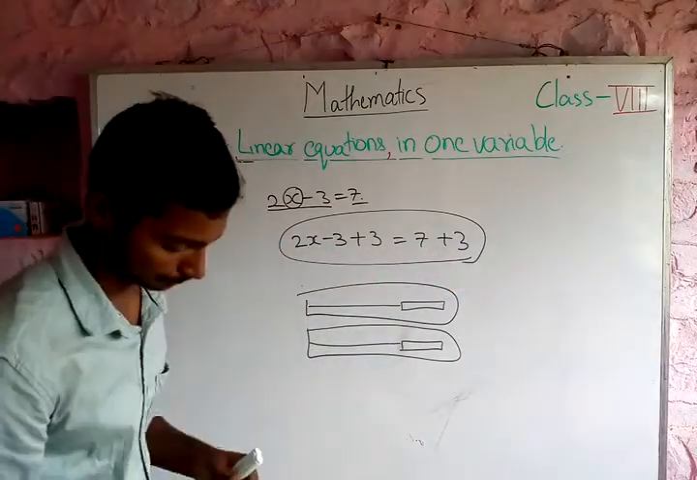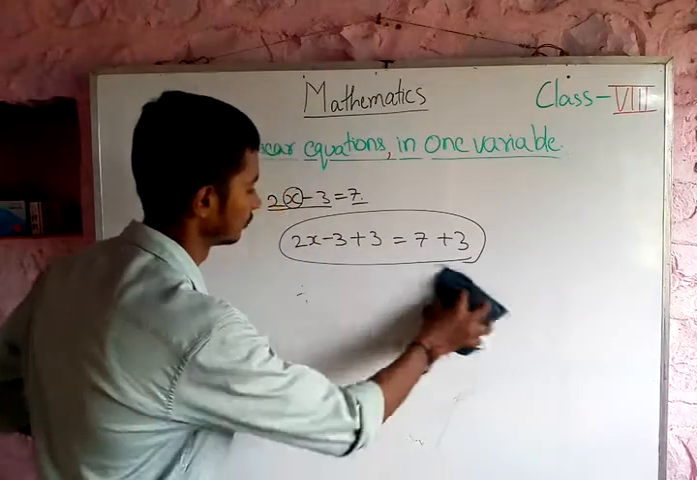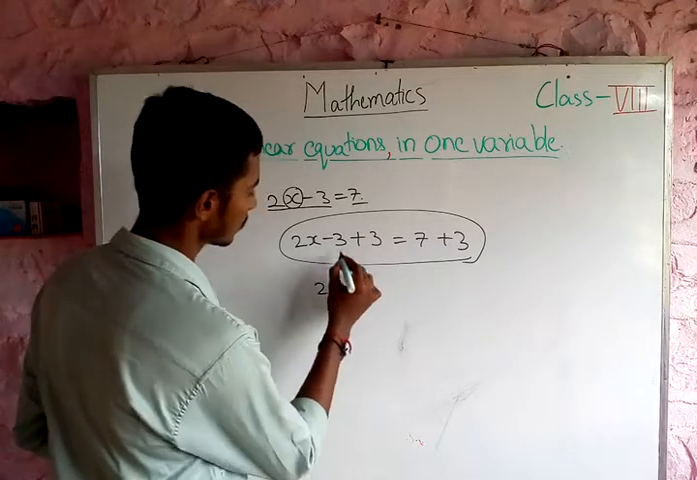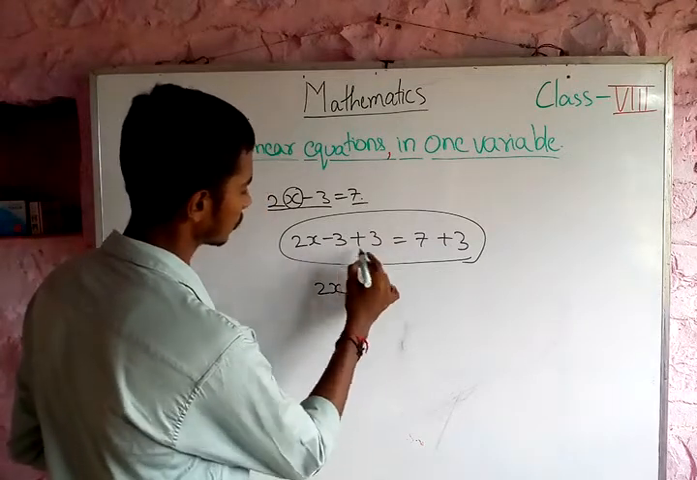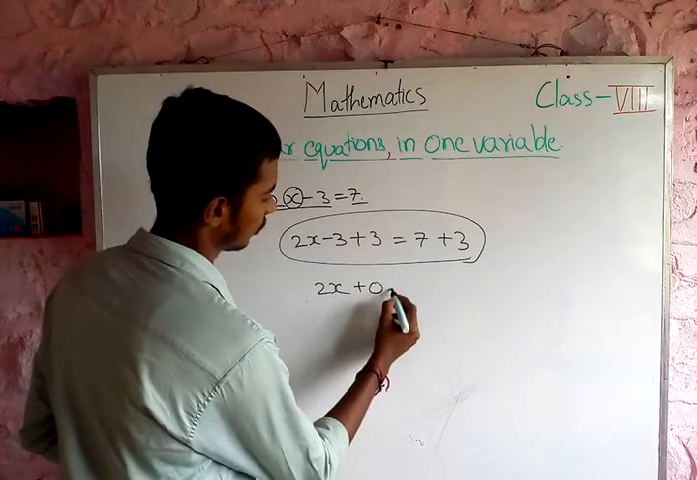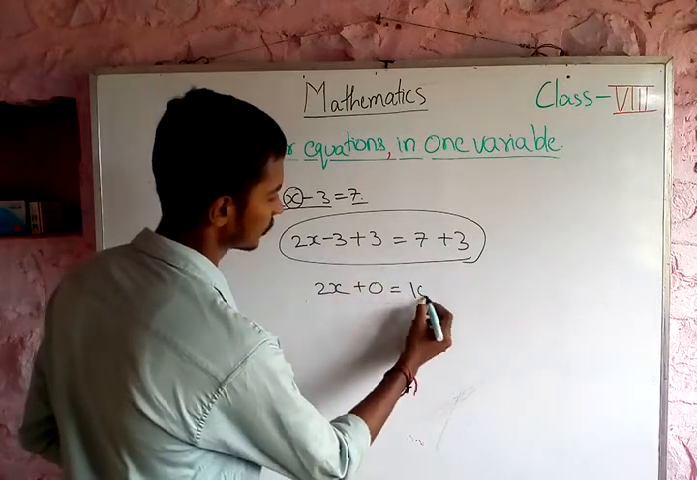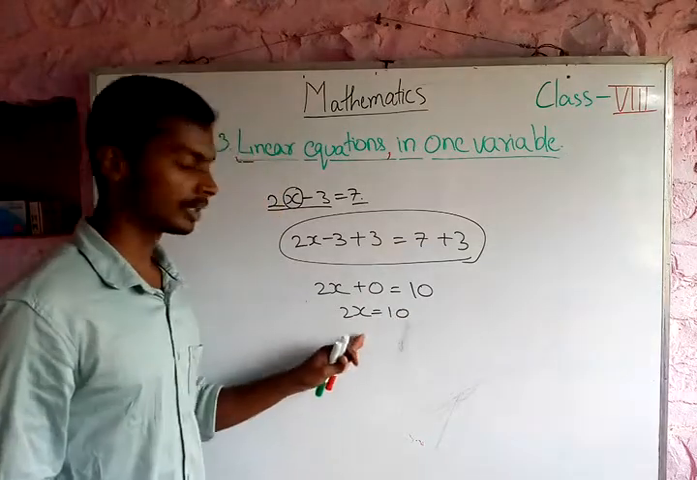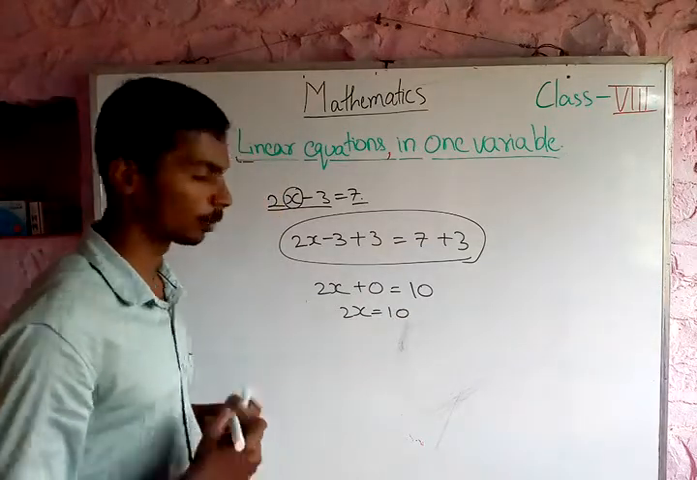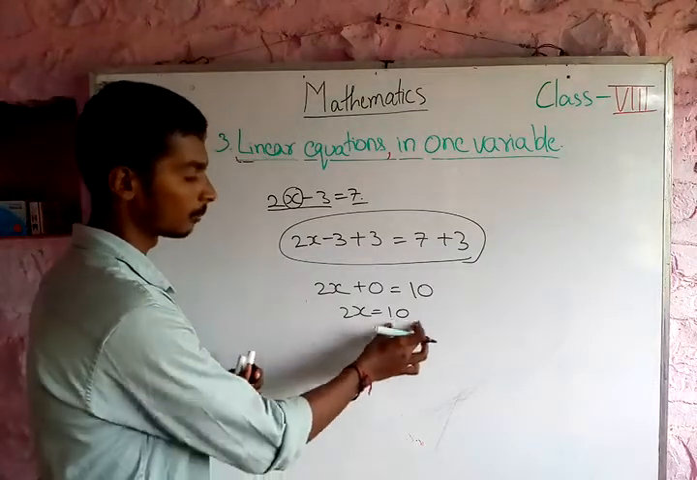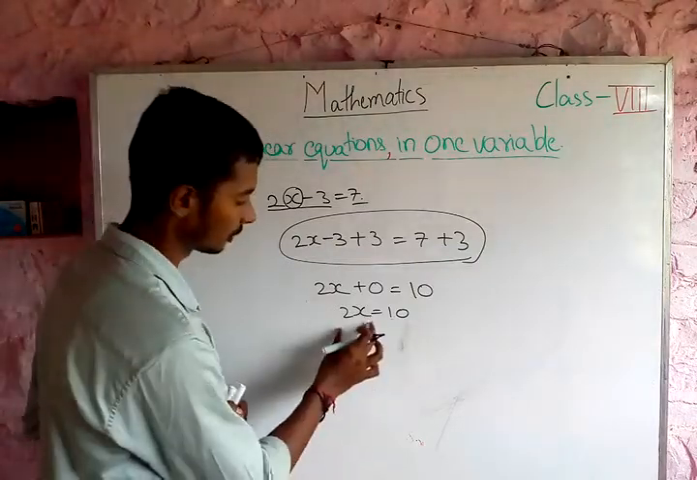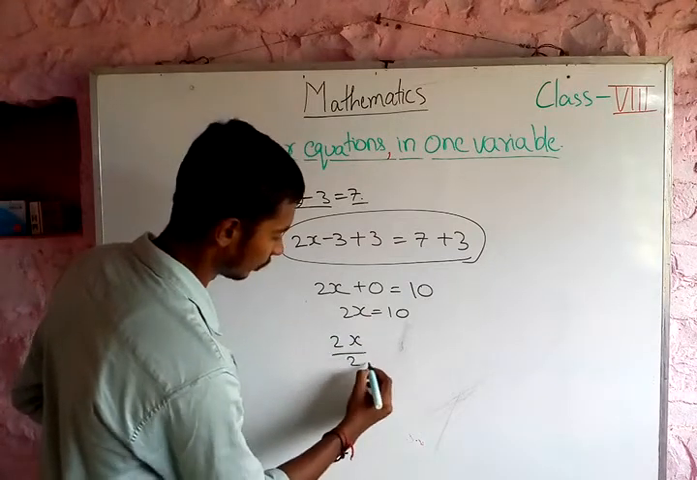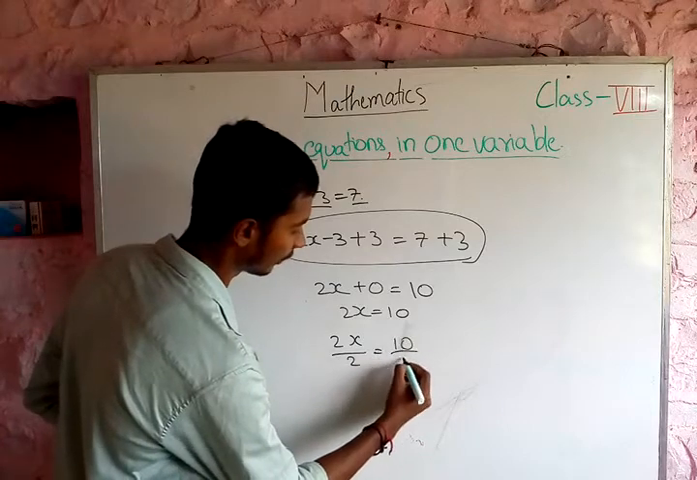Okay, now see here, what this becomes now: 2x minus 3 plus 3 will be 0, so plus 0 is equal to 7 plus 3 is 10, so 2x is equal to 10. Now on this side I must have only x, so what I will do, I will divide both the things by 2, both LHS and RHS by 2, that is 2x by 2 is equal to 10 by 2.